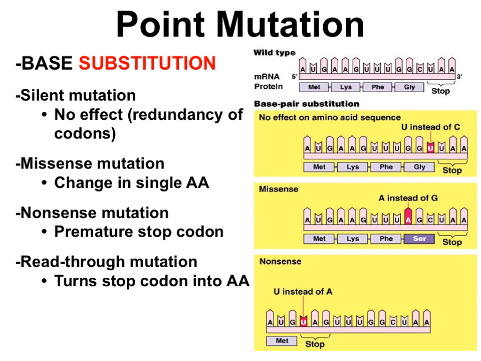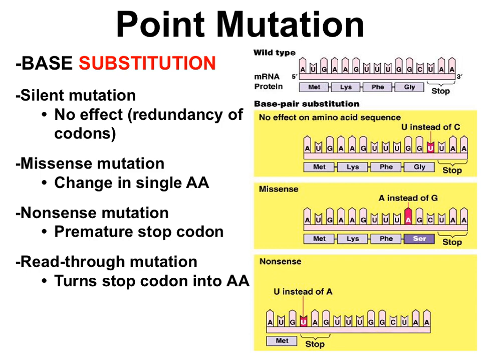But a substitution can also change the amino acid, and this would be called a missense mutation. In this example, GGC codes for glycine, but AGC switches the amino acid to serine.